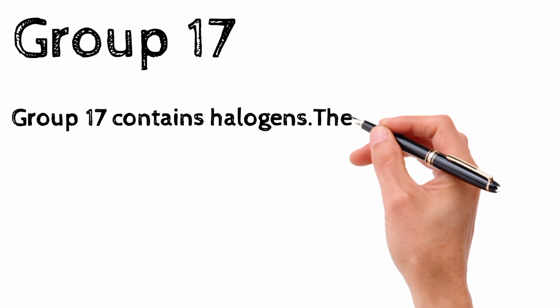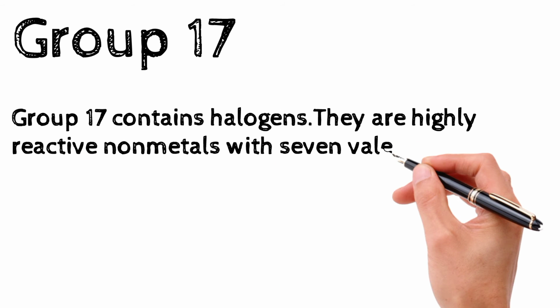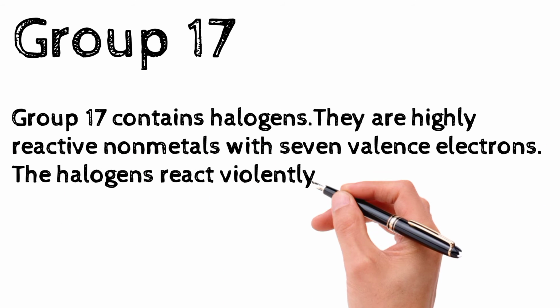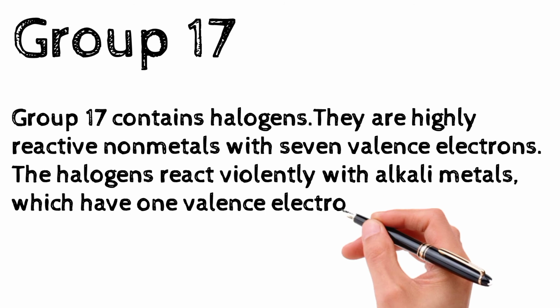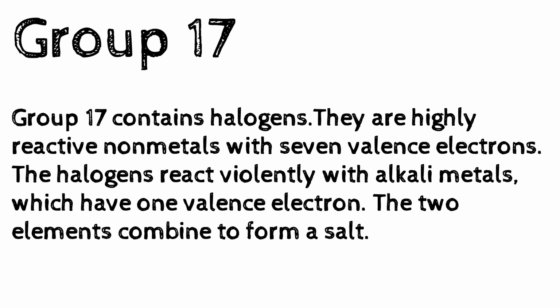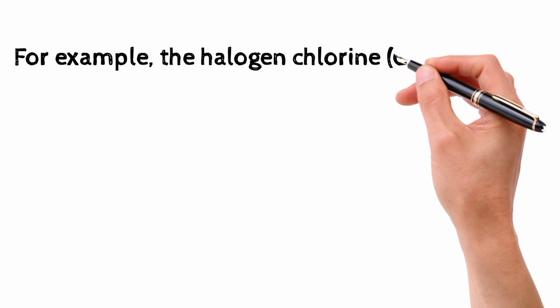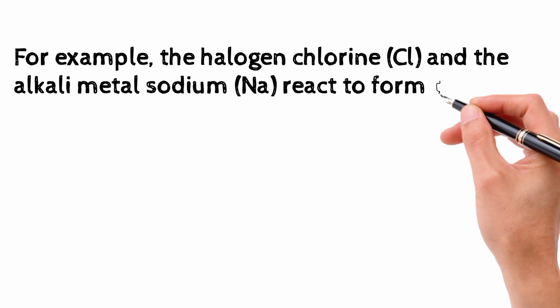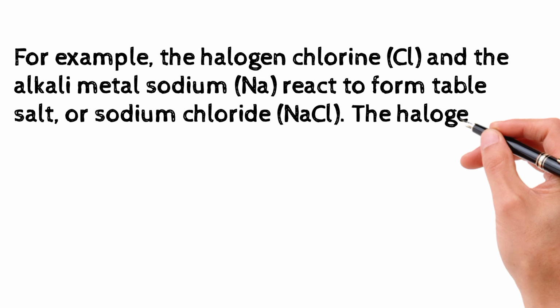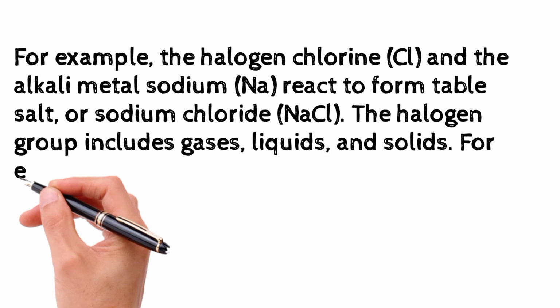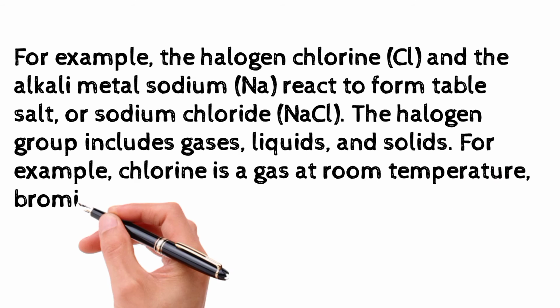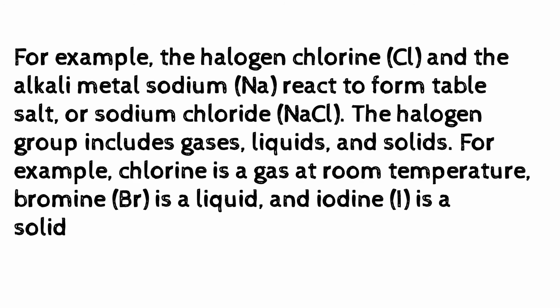Group 17 contains halogens. They are highly reactive nonmetals with 7 valence electrons. The halogens react violently with alkali metals, which have 1 valence electron. The two elements combine to form a salt. For example, the halogen chlorine, Cl, and the alkali metal sodium, Na, react to form table salt, or sodium chloride, NaCl. The halogen group includes gases, liquids, and solids. For example, chlorine is a gas at room temperature, bromine, Br, is a liquid, and iodine, I, is a solid.